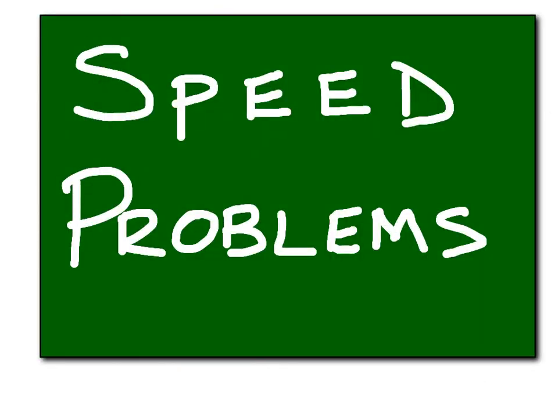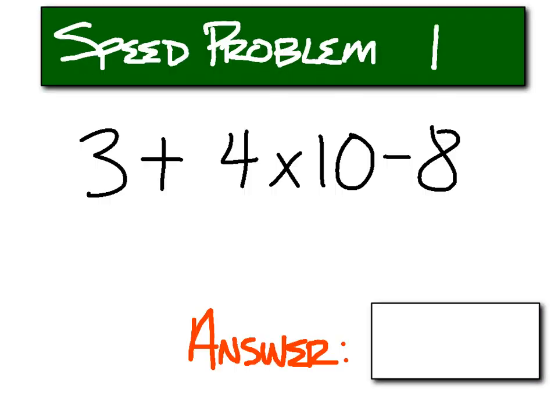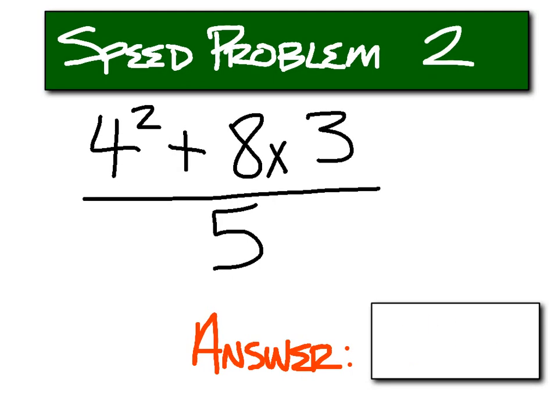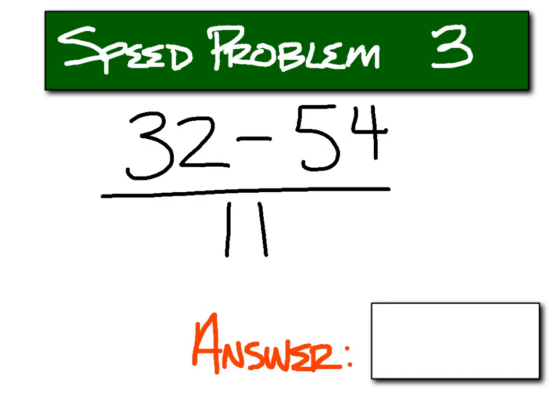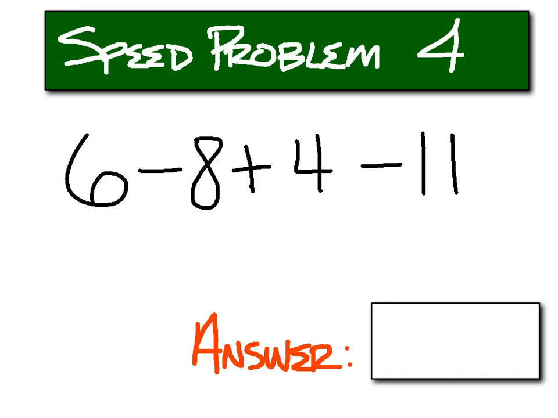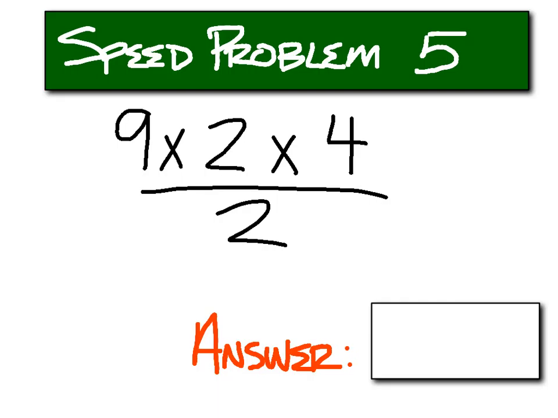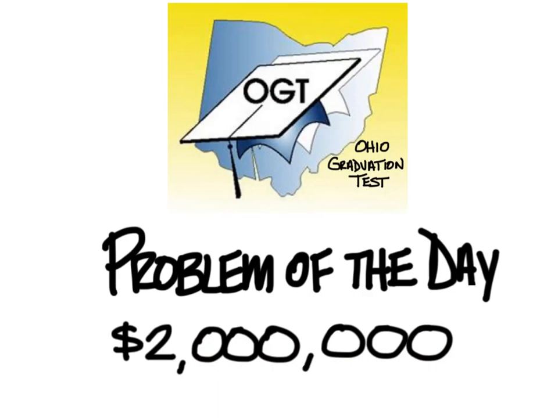Okay, time for the hot seat lottery. Get ready for the speed problems. Number 1. Answer is 35. Number 2. Answer for this one is 8. Number 3. Answer was negative 2. Number 4. Answer for this one is negative 9. Number 5. Answer is 36.